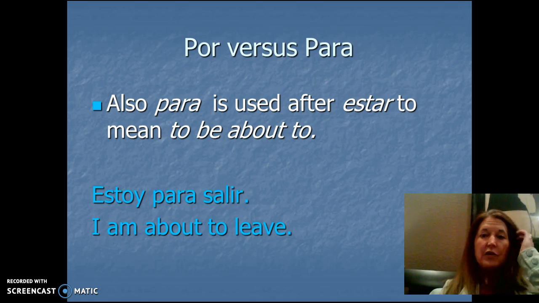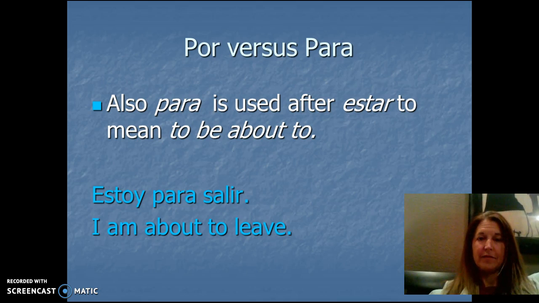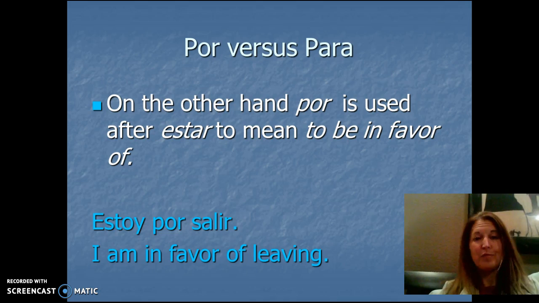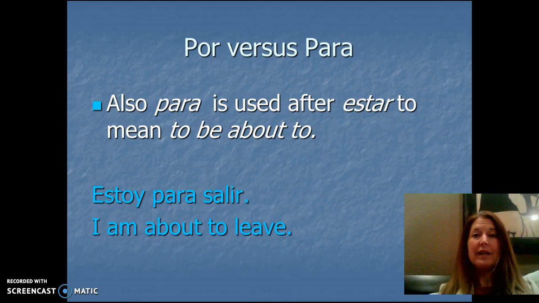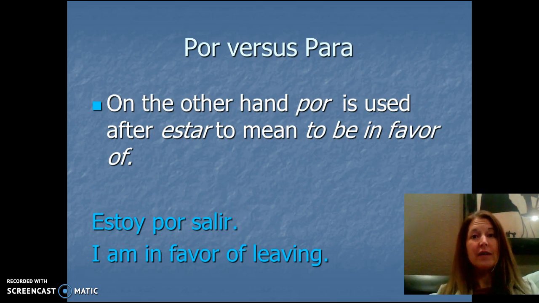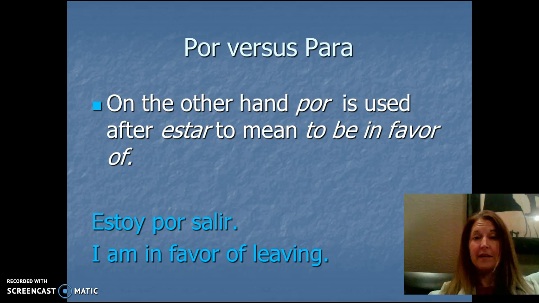Also, para is used after estar to mean to be about to. Estoy para salir. I'm about to leave. You could also say estoy por salir, and that's to be in favor of something. I'm in favor of leaving. Estoy por salir, meaning I'm in favor. So you can be about ready to leave. Estoy para salir, like you're telling someone, I'm about ready to leave. Or you can say, I'm in favor of leaving. Basically, you're trying to make a decision if you're going to stay or if you're going to go.